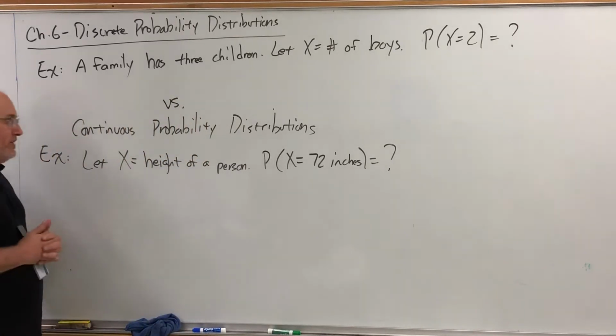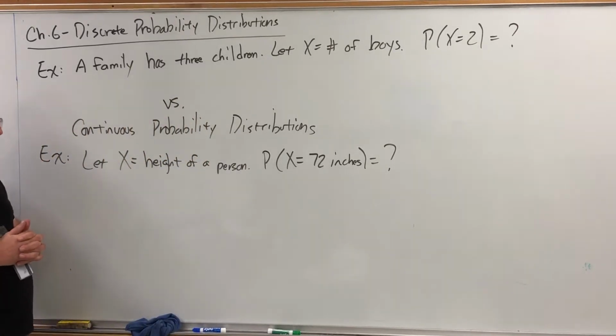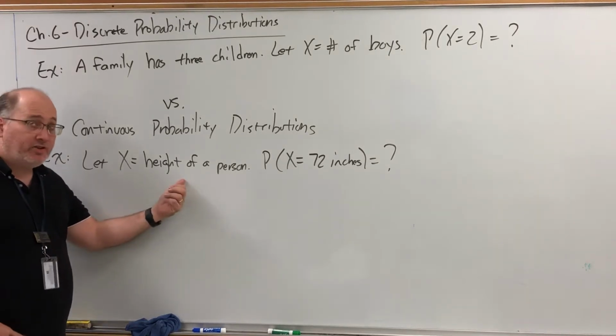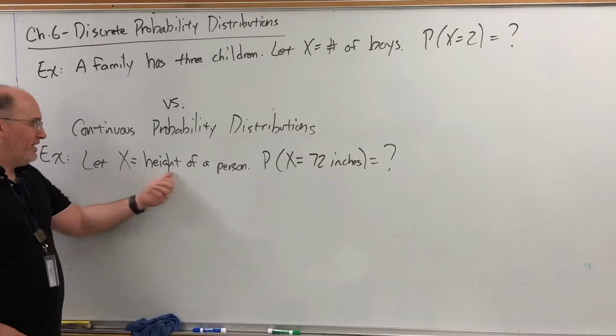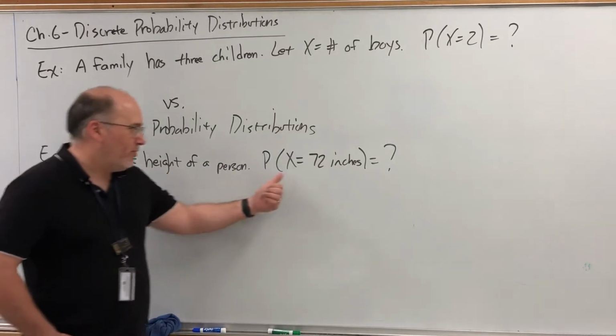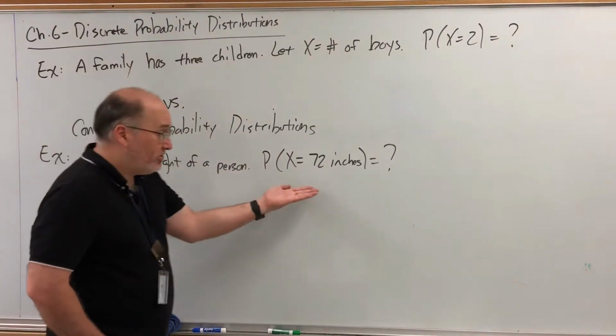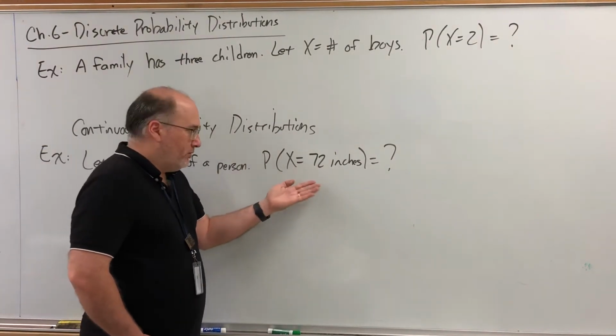But later, once we leave Chapter 6, we'll get into what are called continuous probability distributions, where basically your variable is measuring something continuous. For example, let x equal the height of a person. What's the probability x equals 72 inches? Actually, the answer to this is 0. But that's 6 feet tall.